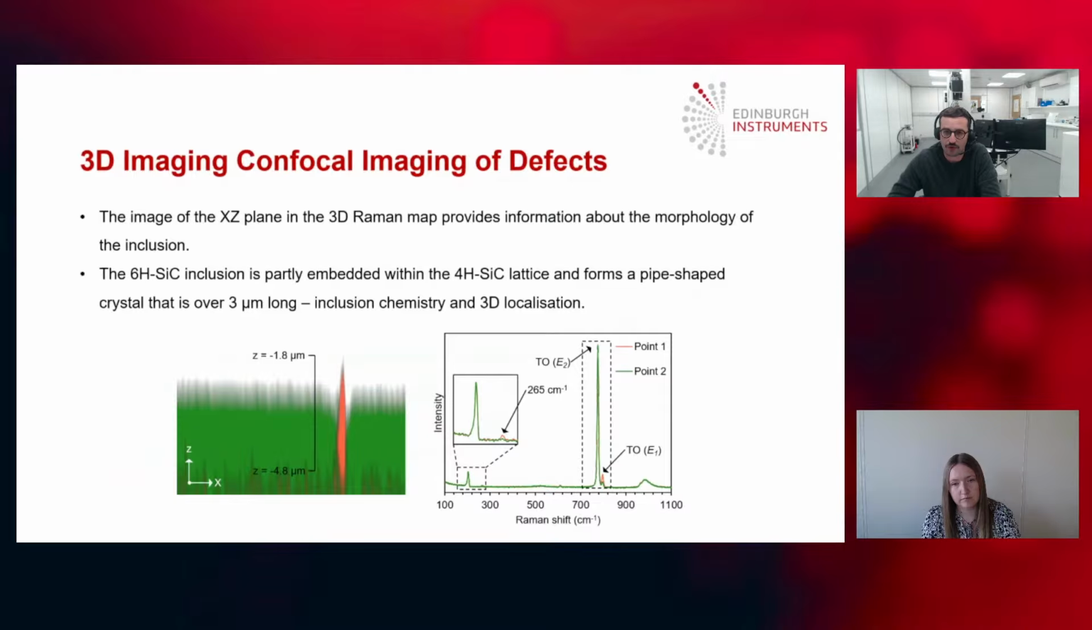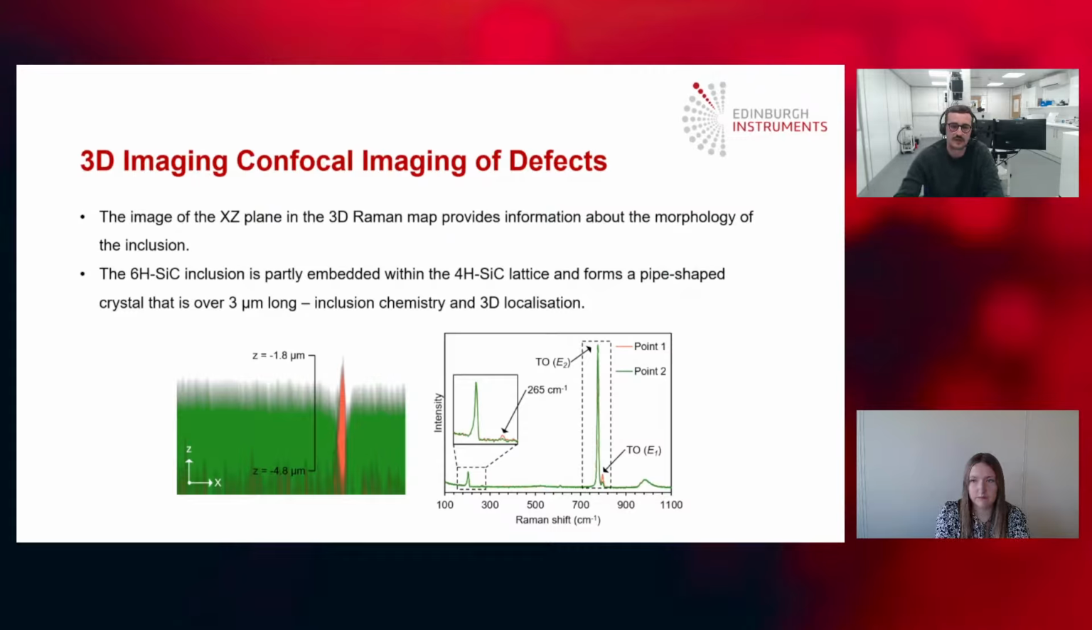So when we look through the Z dimension of the 3D Raman map, following the peak intensity of our defect through the volume, we see that the inclusion isn't just on the surface. It forms a pipe-like structure, which extends more than 3 microns into the bulk of the wafer. These are really well known in industry and are generally referred to as micropipes.